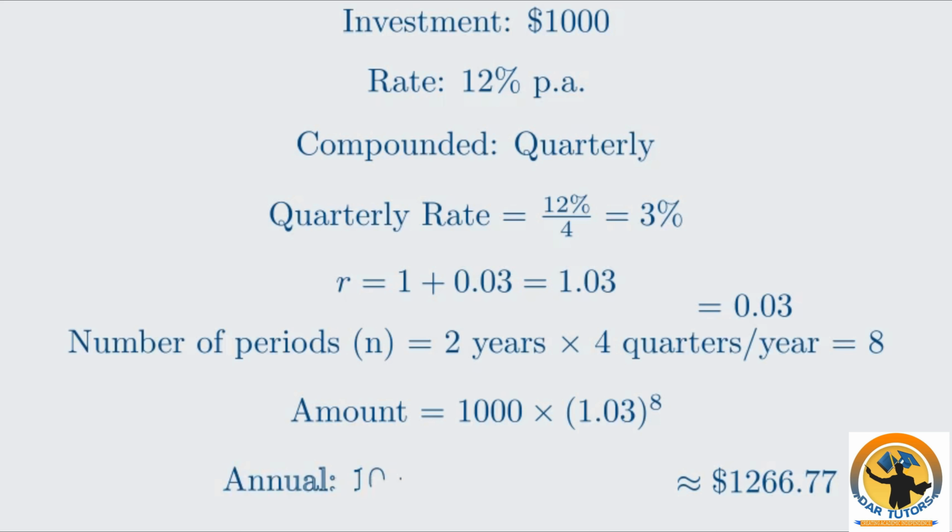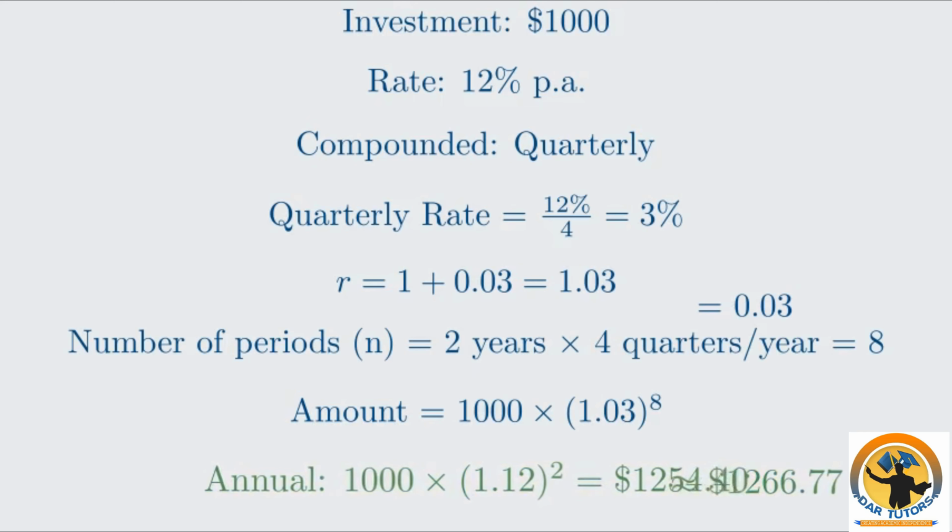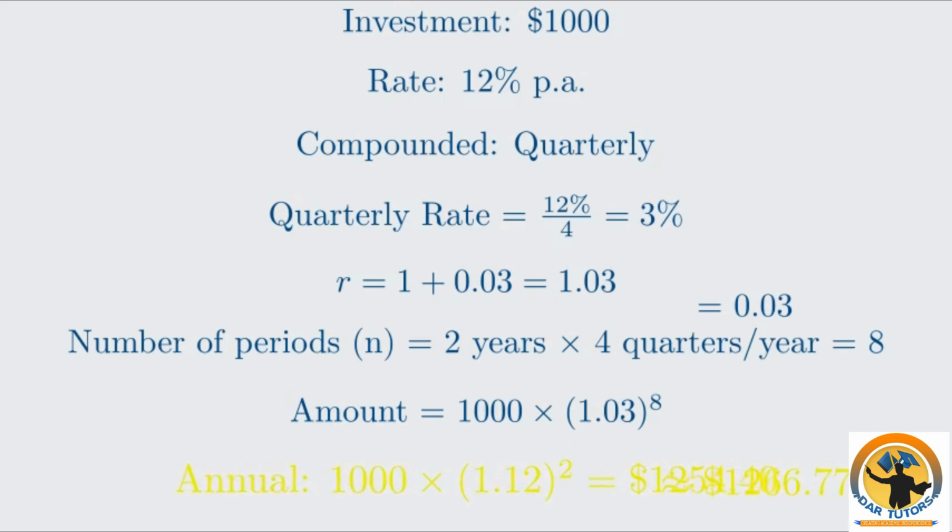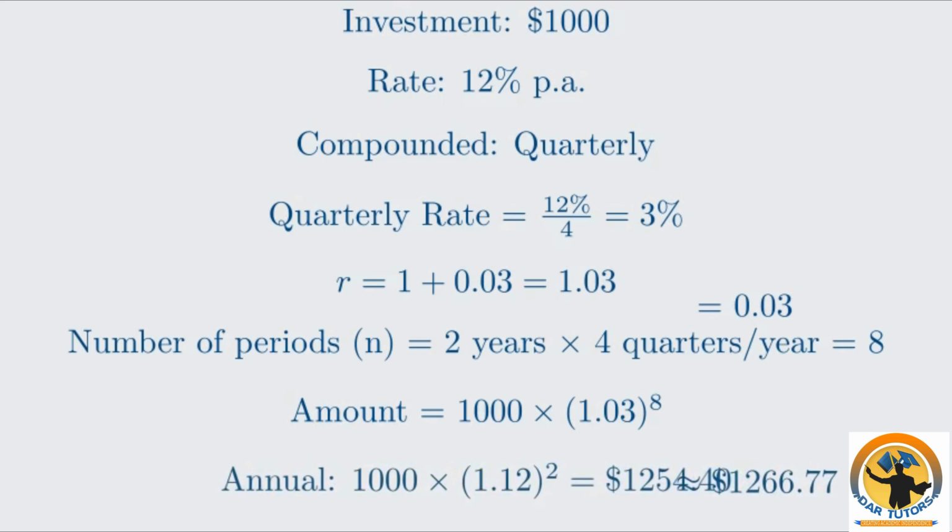$1,266.77. Notice that if we had compounded annually, the amount would be $1,000 times 1.12 squared, which is $1,254.40. Compounding more frequently results in more interest being earned. Sometimes, you might know the final amount you want and need to figure out how much to invest initially. This is called finding the present value.